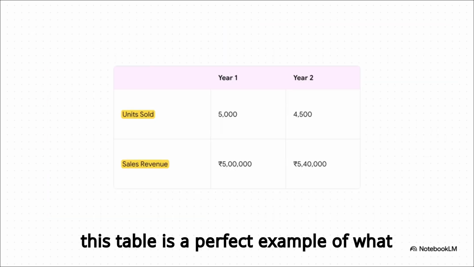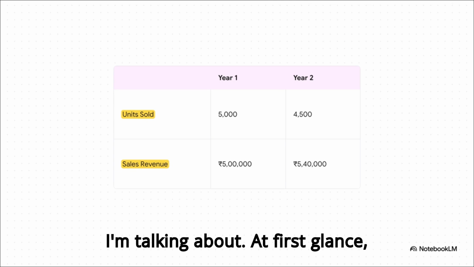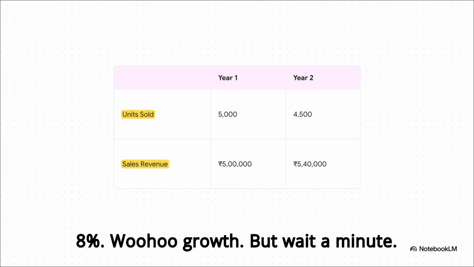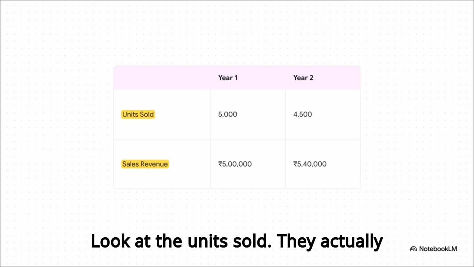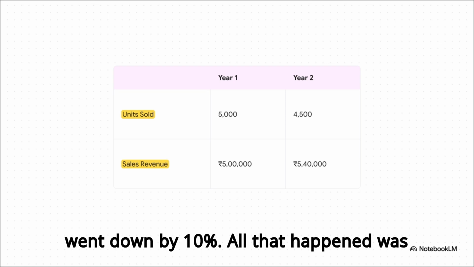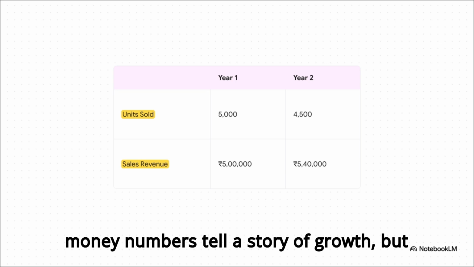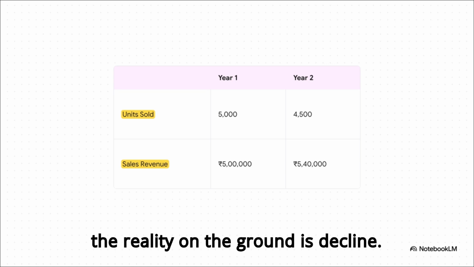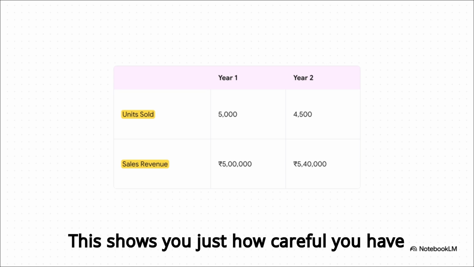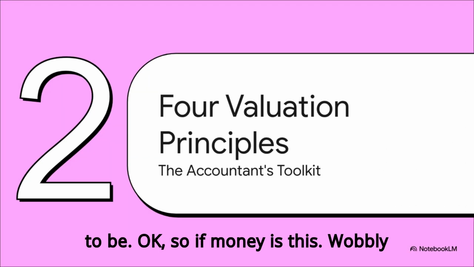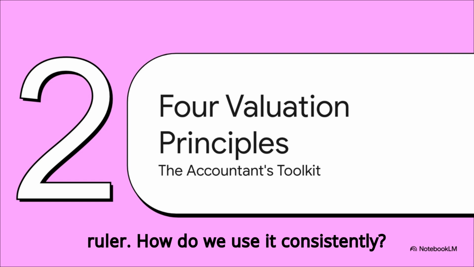And this table is a perfect example of what I'm talking about. At first glance, things look great. Sales revenue is up by 8%. Woohoo, growth. But wait a minute. Look at the units sold. They actually went down by 10%. All that happened was the price of each item went up. So the money numbers tell a story of growth, but the reality on the ground is decline. This shows you just how careful you have to be. Okay, so if money is this wobbly ruler, how do we use it consistently?